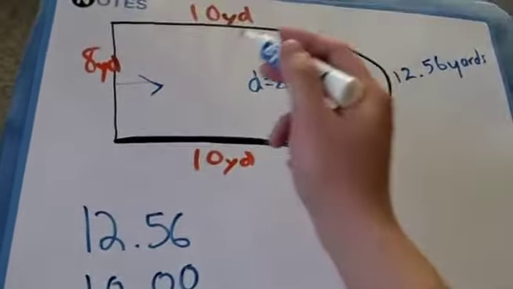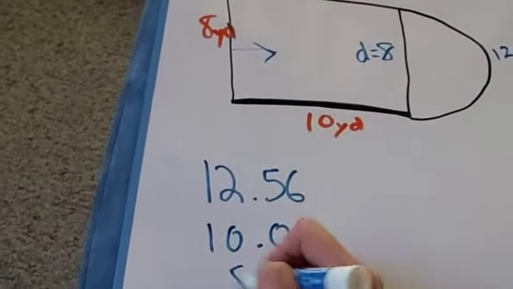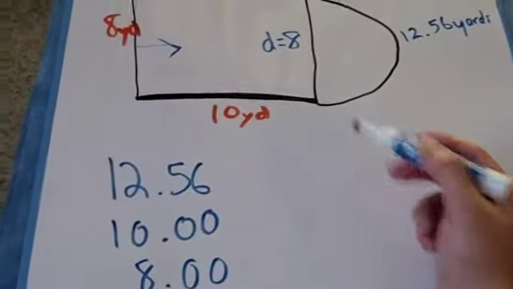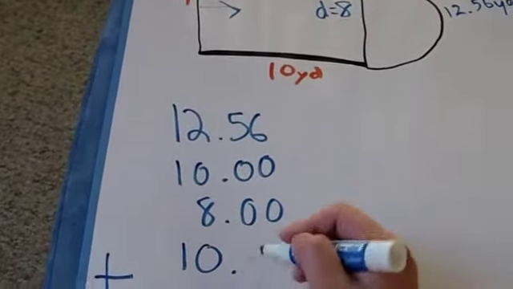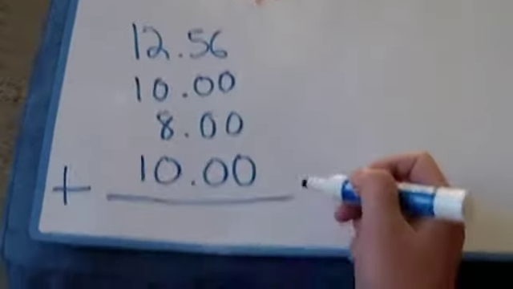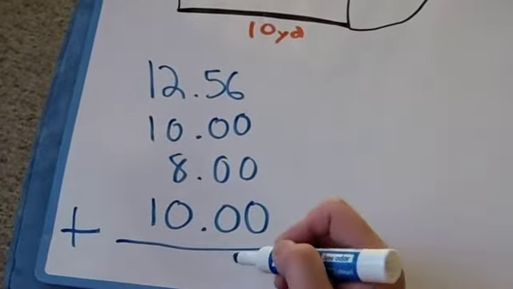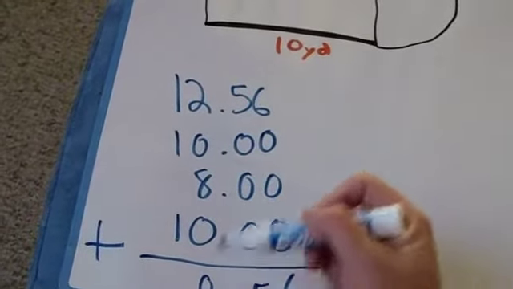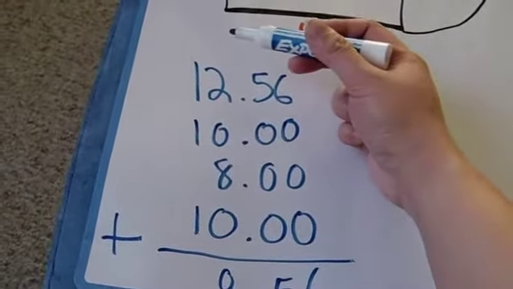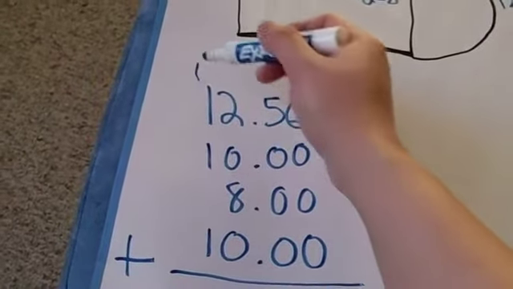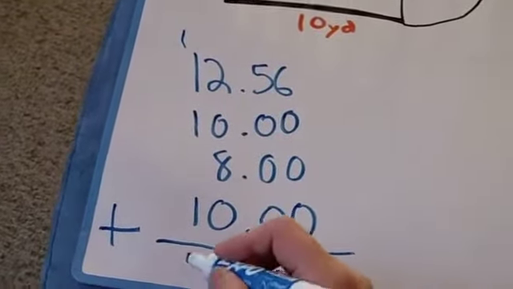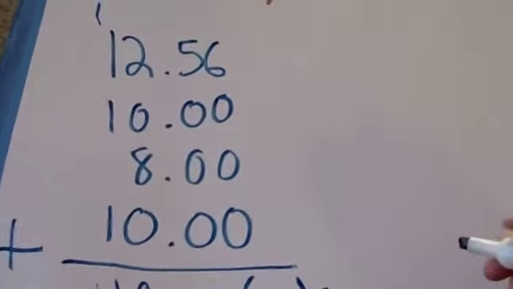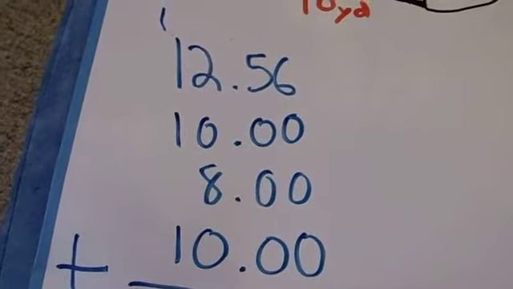To do this, you simply add up the dimensions around the figure. 12.56 plus 10 plus 8 and plus 10 again for the base of the field. Remember, the units of measure in this case is in yards. When you add up the distance around the figure by adding up the sides, the final answer for how far Malik walked around the field one time is 40.56 yards.